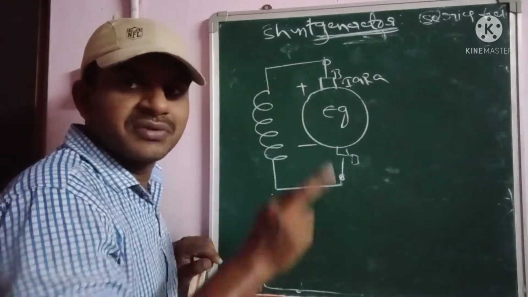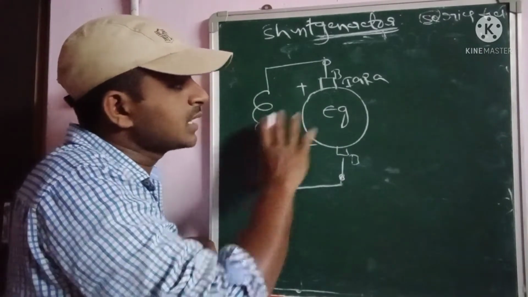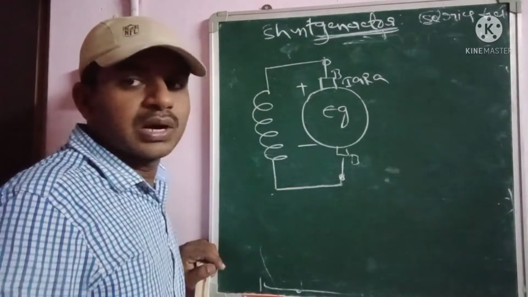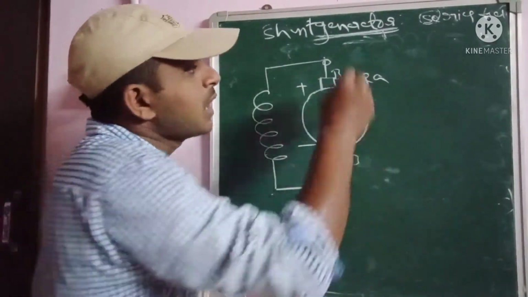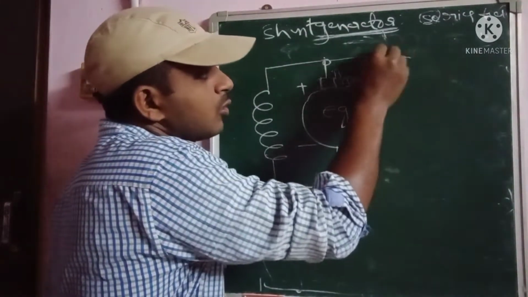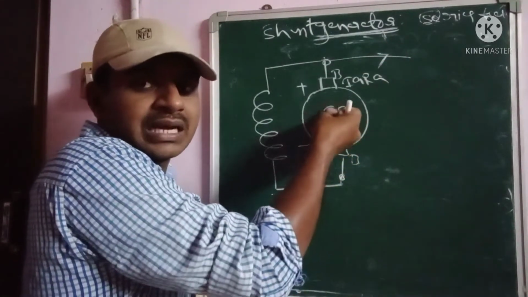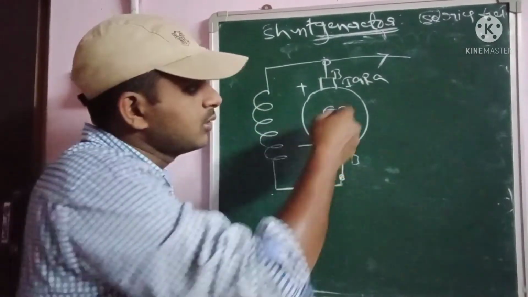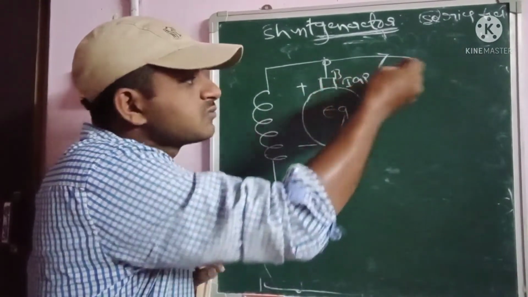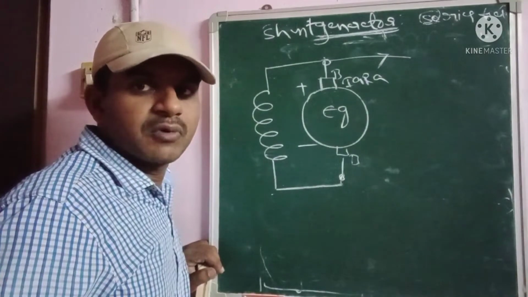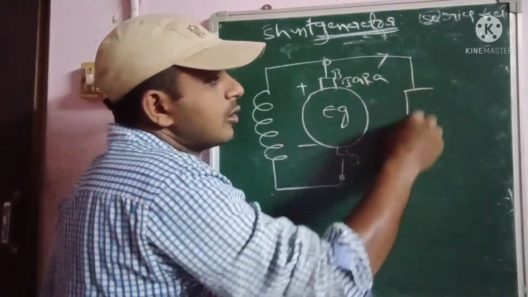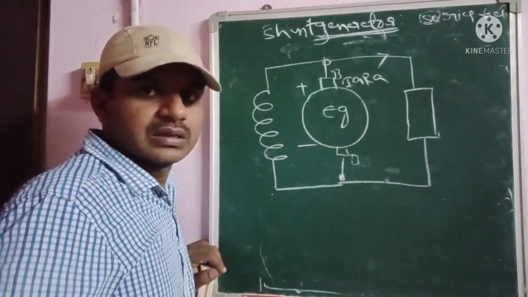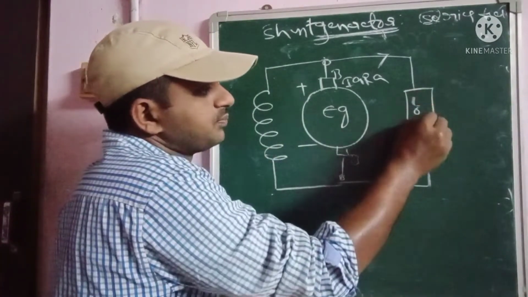According to the connection of the field winding, the field winding which is connected across both armature terminals of the generator is called a DC shunt generator. Here also a load is there. Why? Because EMF is produced in the generator, and the total current flows to the load. That's why the load is there, like this.